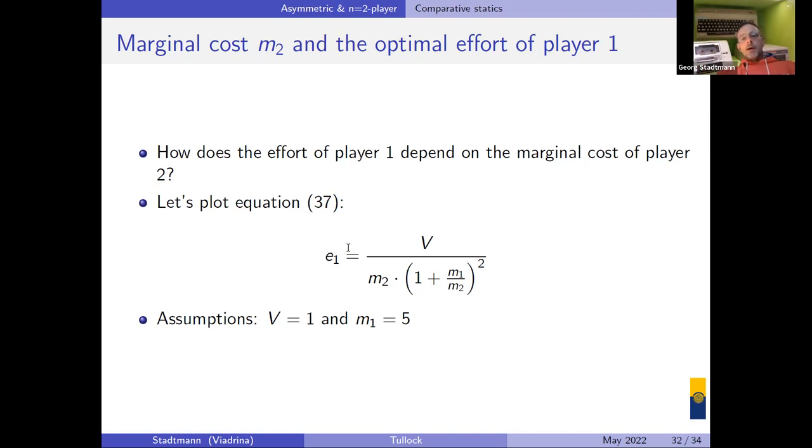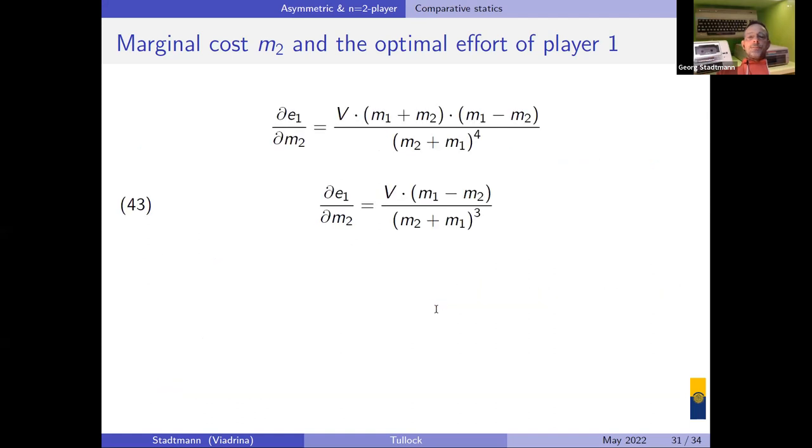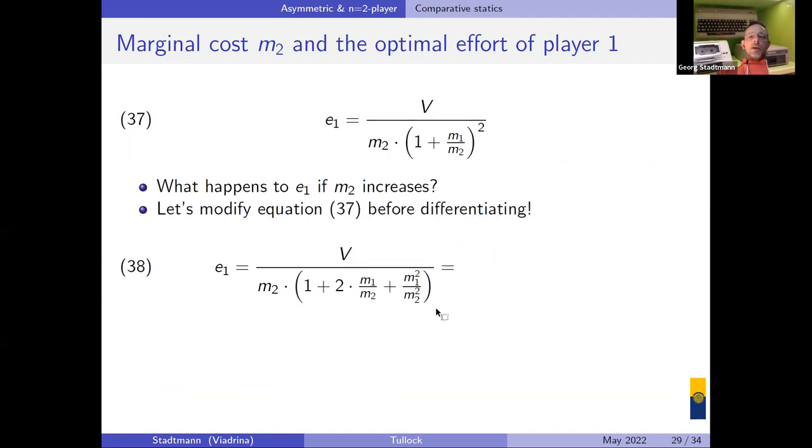We once more want to plot the same equation, but now in the numerical example, we hold M1 constant at 5 and we vary the M2 variable. How does the result look like? The result looks as follows.